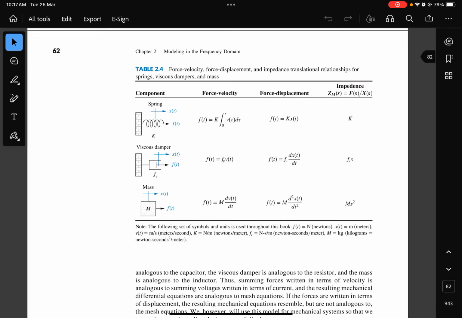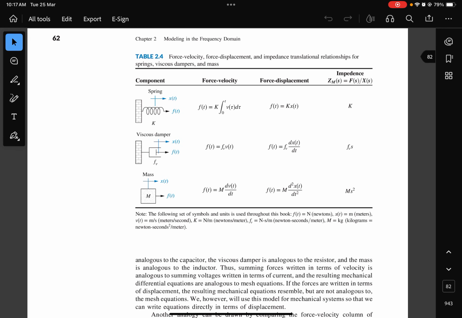The first thing to understand is that in mechanical systems there are three main types of components usually. One is the spring. Here in table 2.4 is the spring, and you can check the table for the force-velocity, force-displacement, and the impedance equation. We will go into more detail in the example, but for now just understand that there are three types of components for mechanical translation. One is spring, second is the viscous damper, and third is mass.